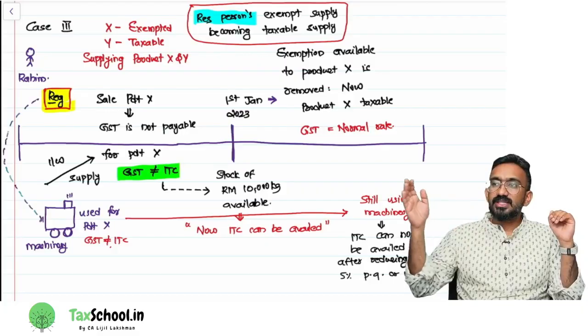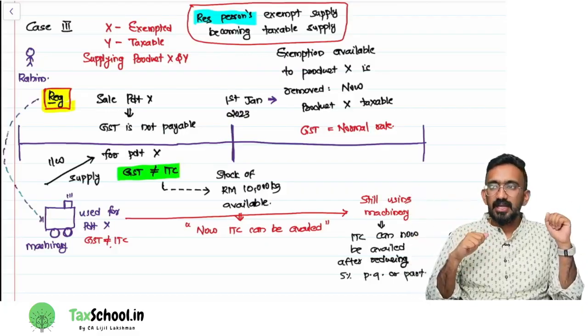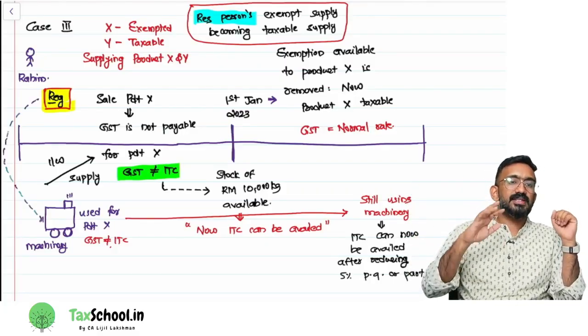Right? On 1st of January 2023, what happened? The exemption available to product X is withdrawn by the government.